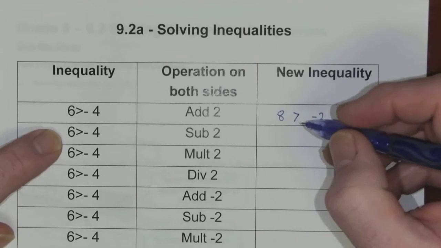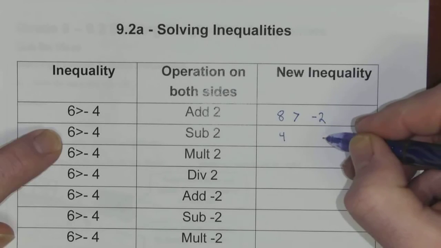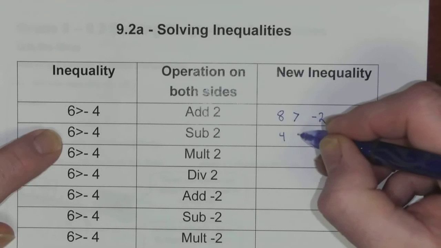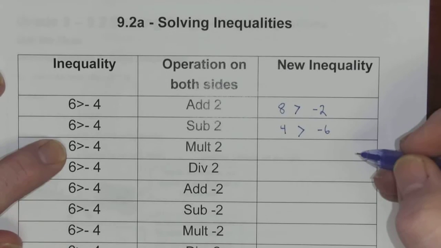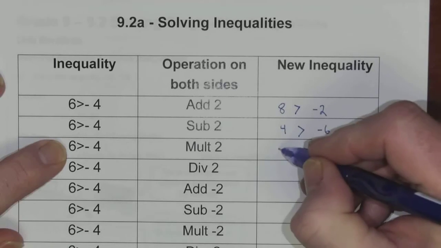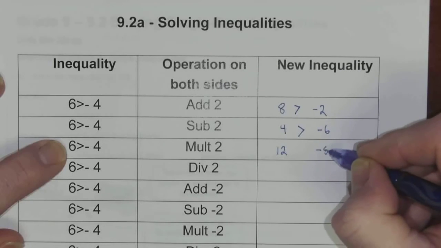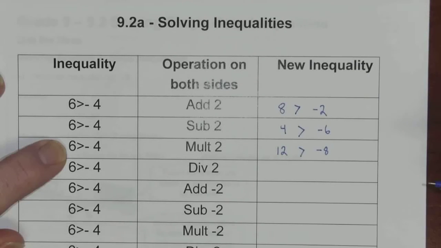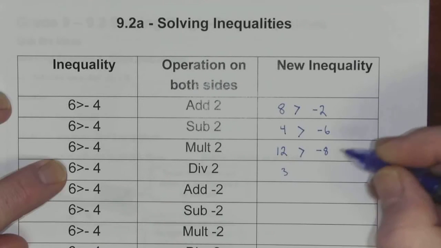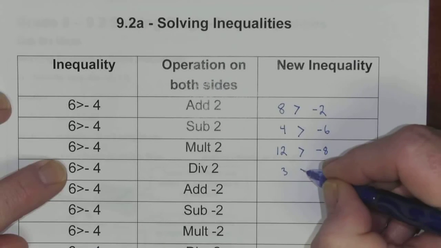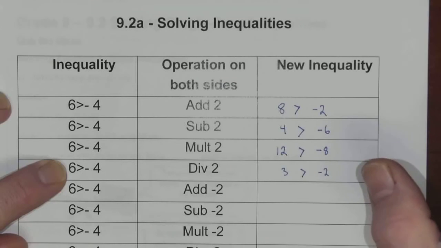Subtracting 2, you can do the same thing. Subtract 2 from 6 and you end up with 4. Subtract 2 from -4 and you end up with -6. And again, the sign does not change. You can multiply by 2 as well. So 6 times 2 is 12. -4 times 2 is -8. And again, the sign does not change. You can divide by 2. 6 divided by 2 is 3. -4 divided by 2 is -2. And again, the sign does not change. So that is fairly easy to deal with.